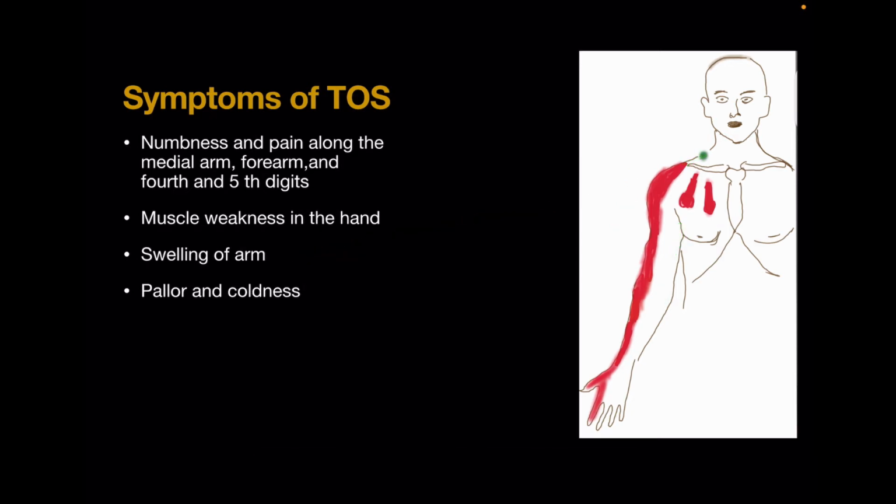Now the last and the final symptoms of thoracic outlet syndrome, that is pallor and coldness. It happens due to the involvement of the subclavian artery. Now just remember the previous one.